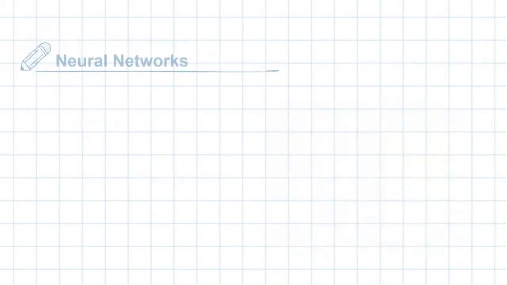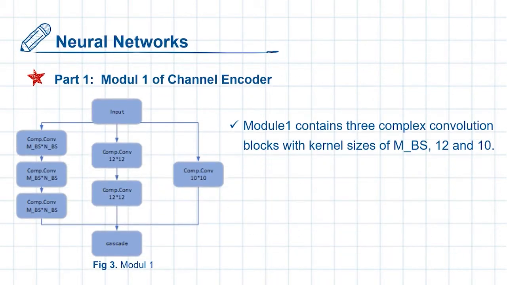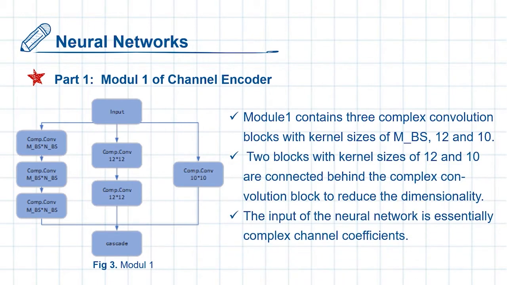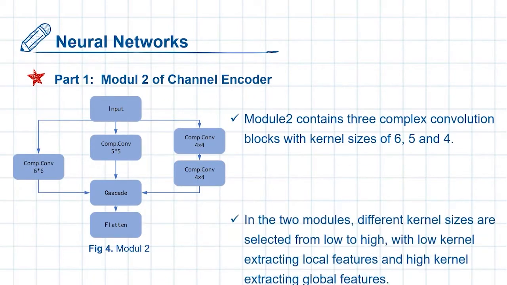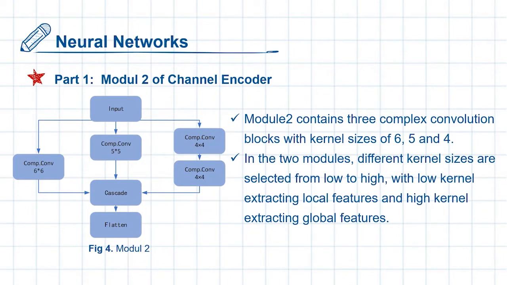The first module is shown in Figure 3, which contains 3 complex convolution blocks with kernel sizes of 14, 12 and 10. 2 blocks with kernel sizes of 12 and 10 are connected behind the complex convolution block to reduce the dimensionality. The second module is shown in Figure 4, which contains 3 complex convolution blocks with kernel sizes of 6, 5, and 4.